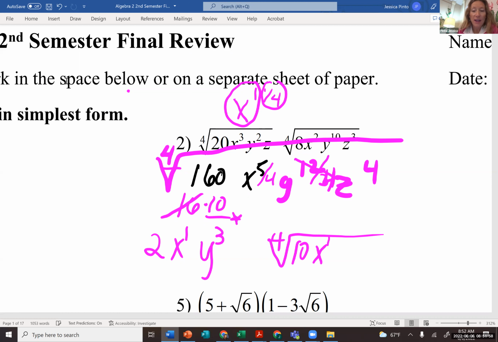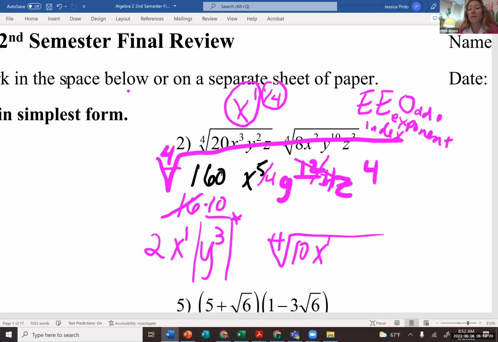That was an even index, and this is an even exponent of 12, and then it came out as an odd exponent, so we need to use absolute values around the y. Even, and odd. And that's even index, even exponent, and it's odd exponent, and it's O for outside also.